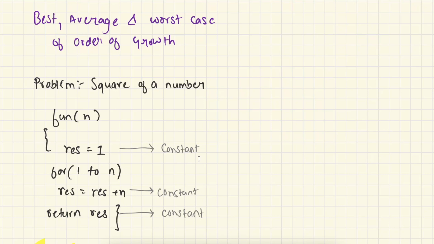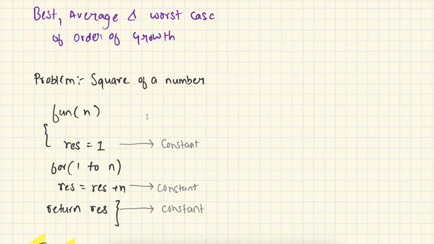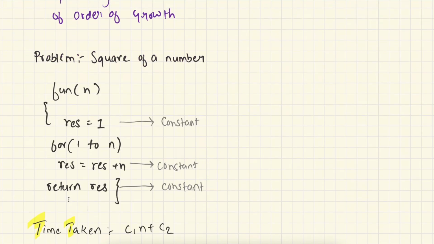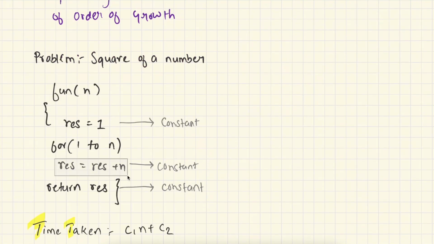So let's get started. We are given a problem: find the square of a number. And we wrote a function to find the square of a number. In this function, we are doing some work a constant number of times, let's say initializing a response and returning a response. And we are doing some work a linear number of times, let's say this statement runs a linear number of times.